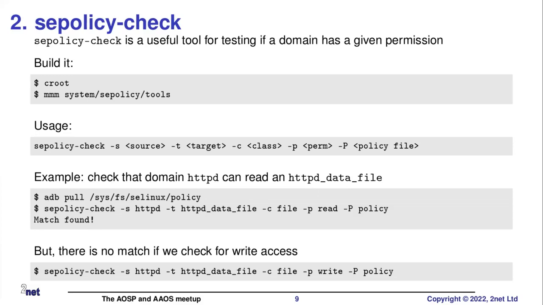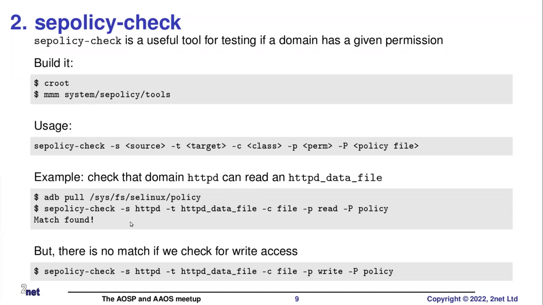The next tool I want to look at is SEPolicy check. SEPolicy check is something specific to AOSP, and you need to build it first of all, like this, and then you can use it like this. Now this is a pretty basic tool, but it does answer some questions that SESearch doesn't. With SEPolicy check, you give the source context, the target context, the class, the permission you're interested in, and the policy file. So once again, we call the policy file.